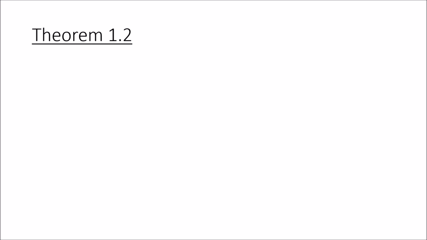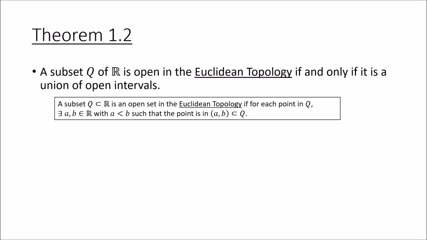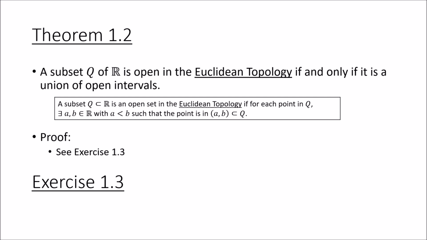Theorem 1.2. A subset Q of the real numbers is open in the Euclidean topology if and only if it is a union of open intervals. And we can see the definition of the Euclidean topology here. Proof. For the proof, see exercise 1.3. Exercise 1.3. Prove theorem 1.2.